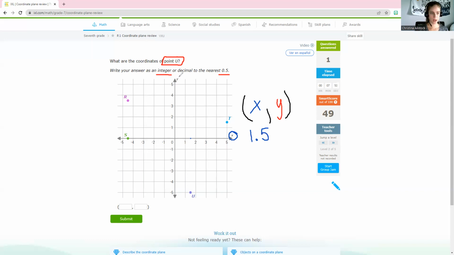Then for our Y value, that's the vertical axis. So I'm going to look and see where that lines up with the Y axis. And I trace that along and land right here. This one is exact, located exactly at -5. So that would be our ordered pair, 1.5, comma, -5. And be careful when you type those in to include any decimal points and any negatives.